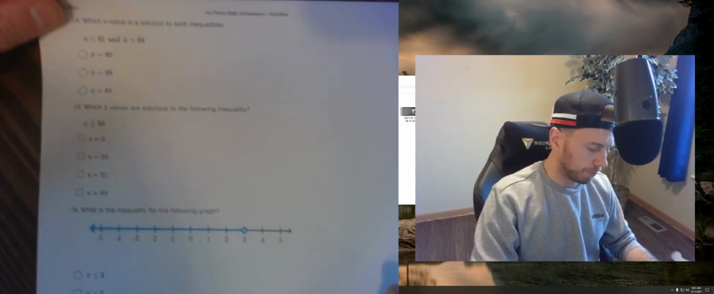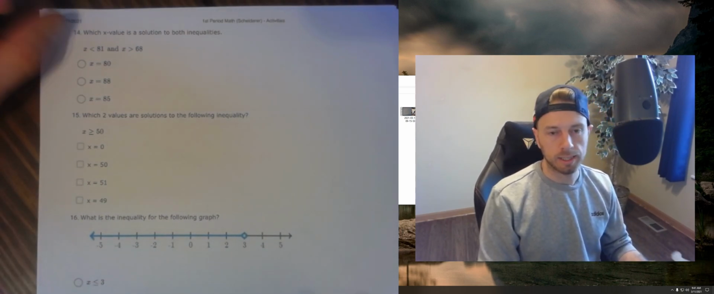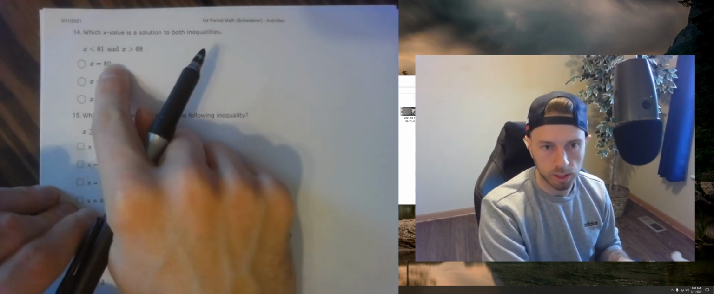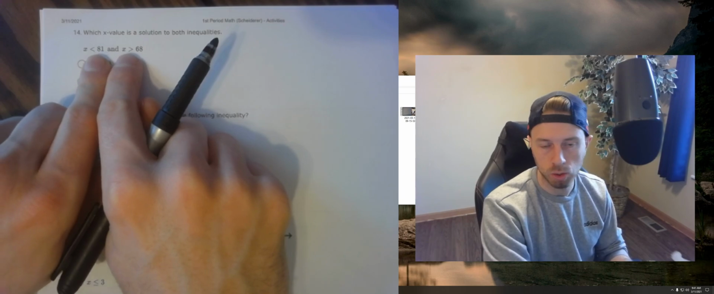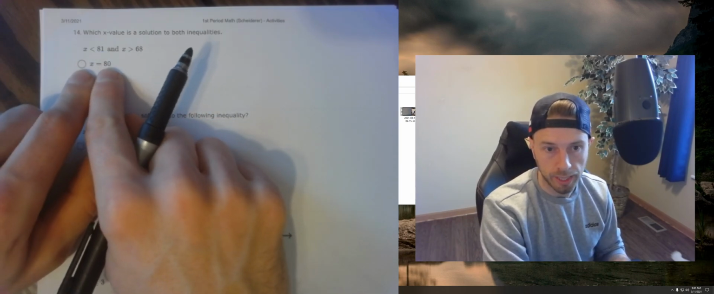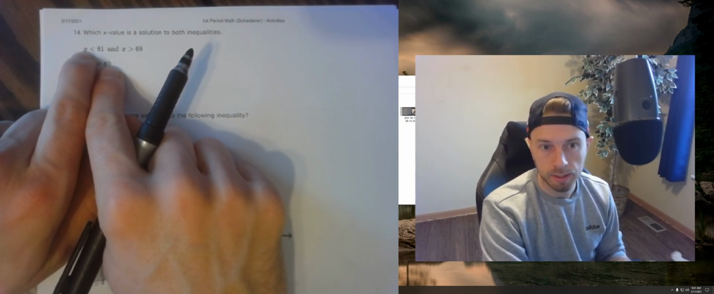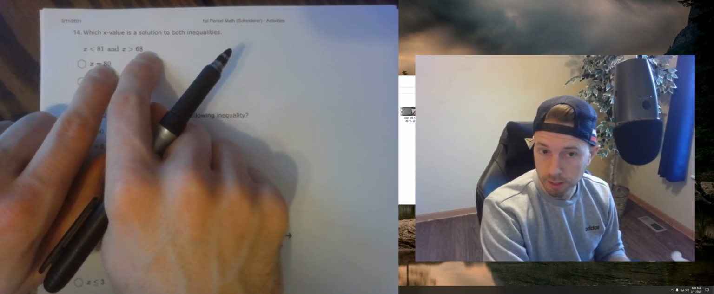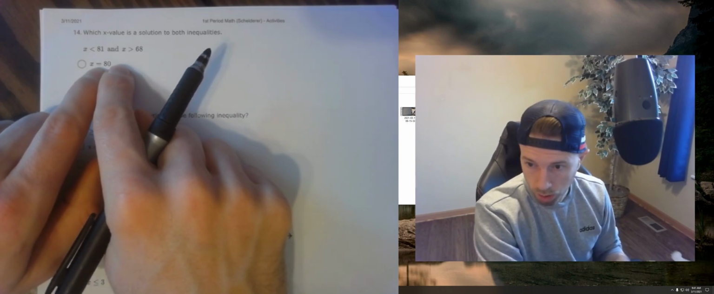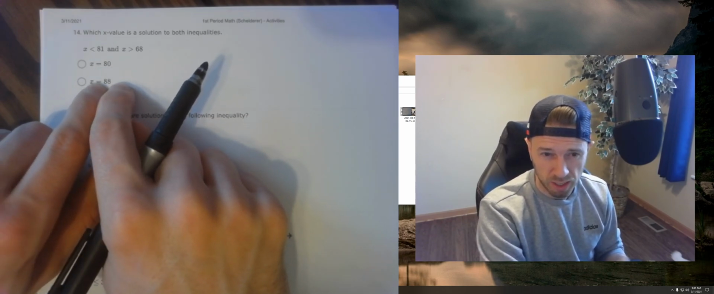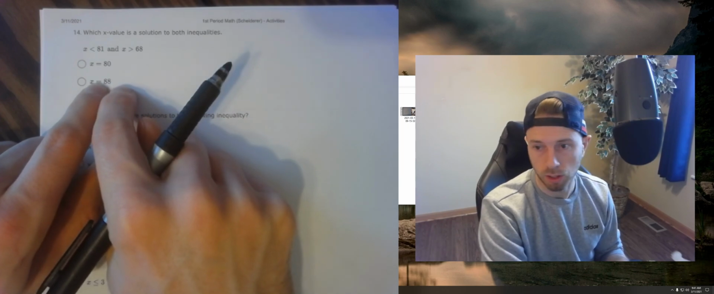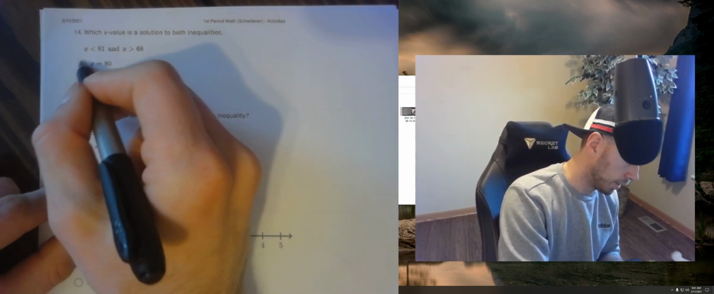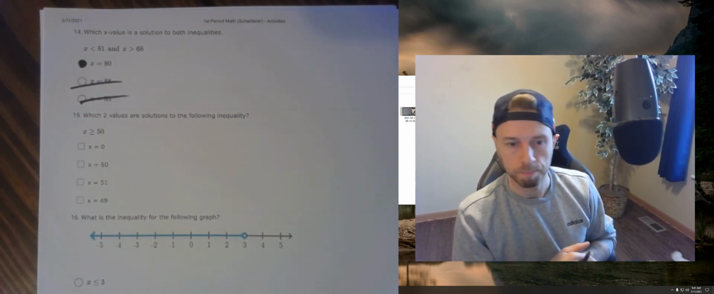Number 14. Which x value is a solution to both inequalities? So I need to try out these to figure out which one is a solution for both. Let's start with 80. 80 is less than 81, so that's true. 80 is greater than 68, that's true. So this one works. Just to make sure, let's try this one. 88 is less than 81, that's not true. So this one's not the answer. 85 is less than, no, it's not true either. So the only good answer and the right answer here is x equals 80.